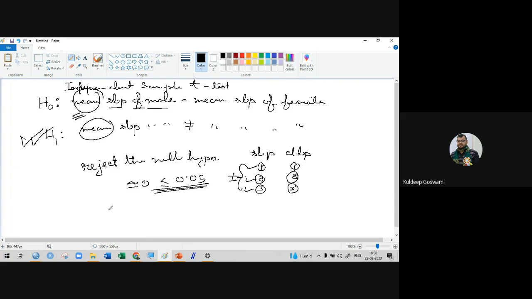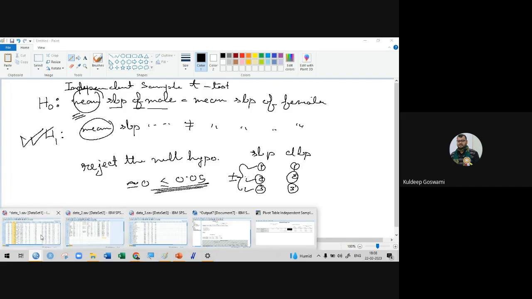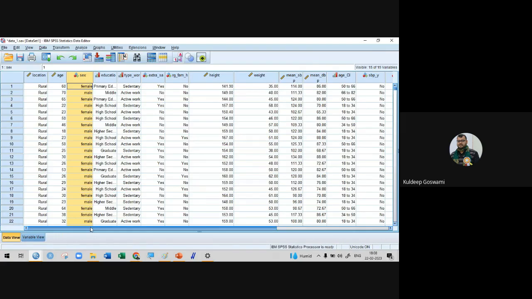So in this case, we reject the null hypothesis. Why? Because our probability or p-value is less than 0.05. What does the null hypothesis say? Mean systolic blood pressure of male is equal to mean systolic blood pressure of the female respondent. Up to here, any problem, any confusion?